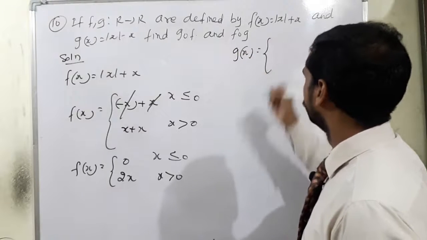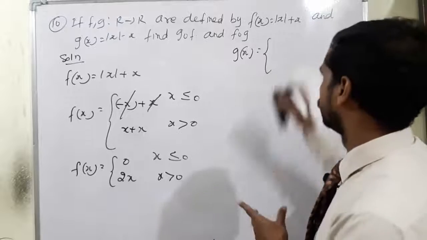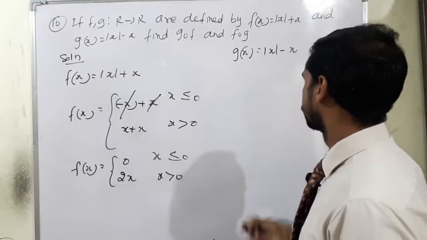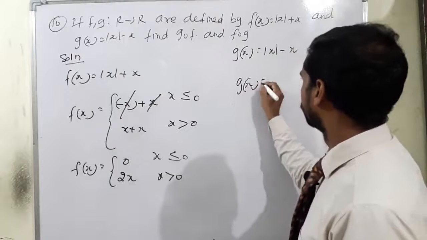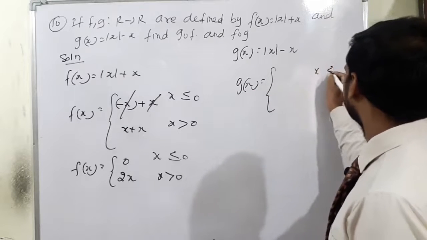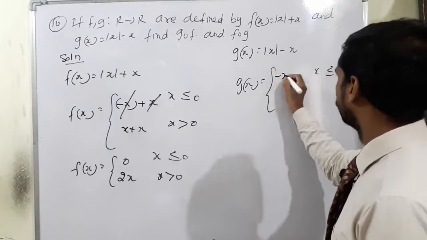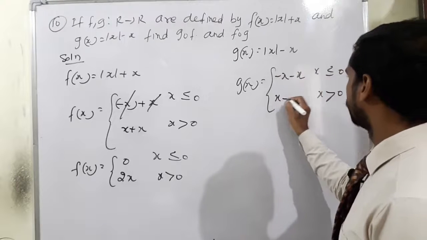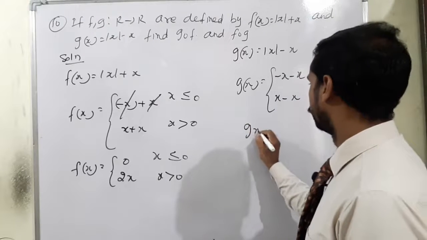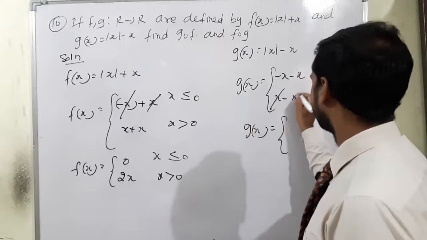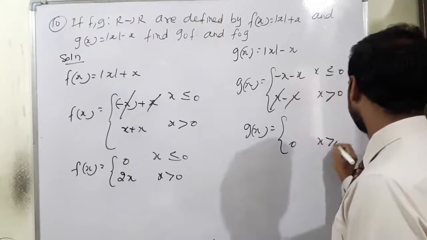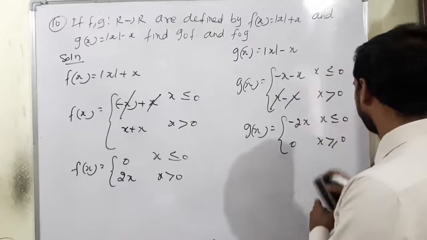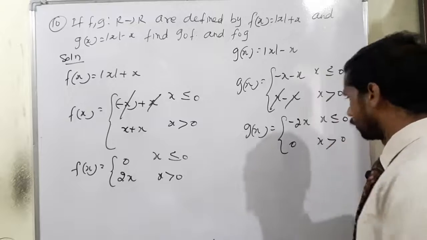Next case, g of x is equal to mod x minus x. Again, for x less than or equal to 0, mod x means minus x, and here one more minus x is there. Next case, x greater than 0: x minus x. Therefore, g of x is equal to minus 2x when x is less than or equal to 0, and plus x minus x cancels to 0 when x is greater than 0.